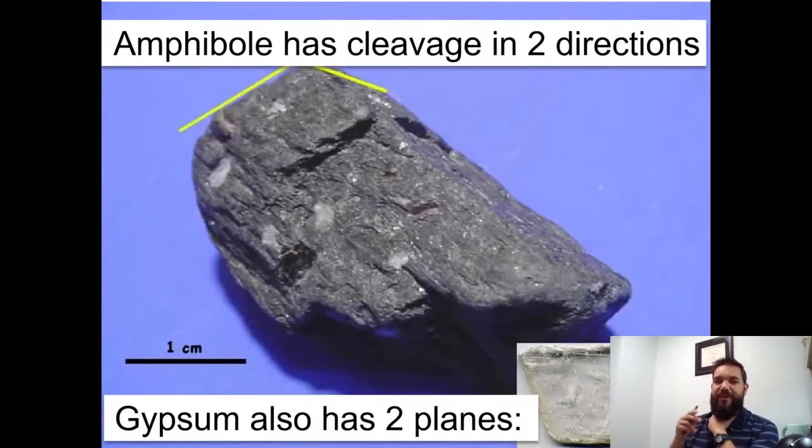The only way that you can tell the difference between them is the angle between the cleavage planes. So pyroxene has cleavage planes at about a 90-degree angle like that, and amphibole has cleavage planes that are more tilted or slanted. So that's how you tell the difference between pyroxene and amphibole.